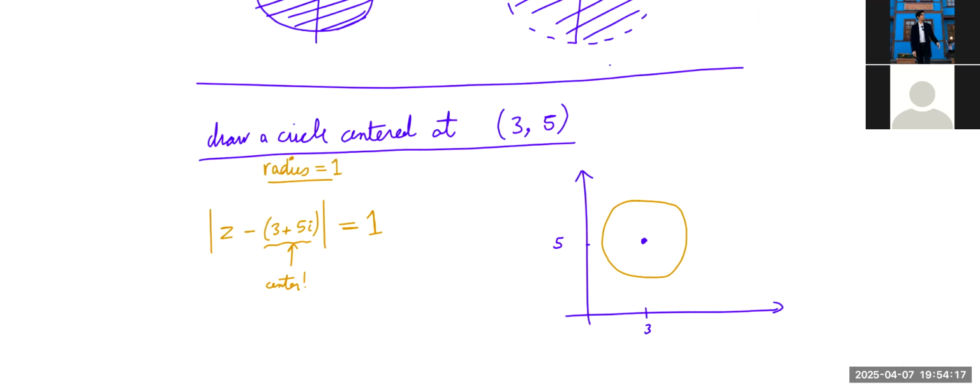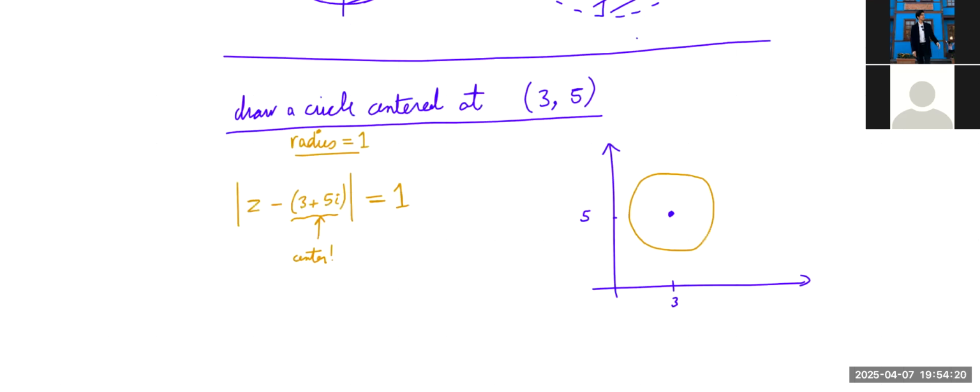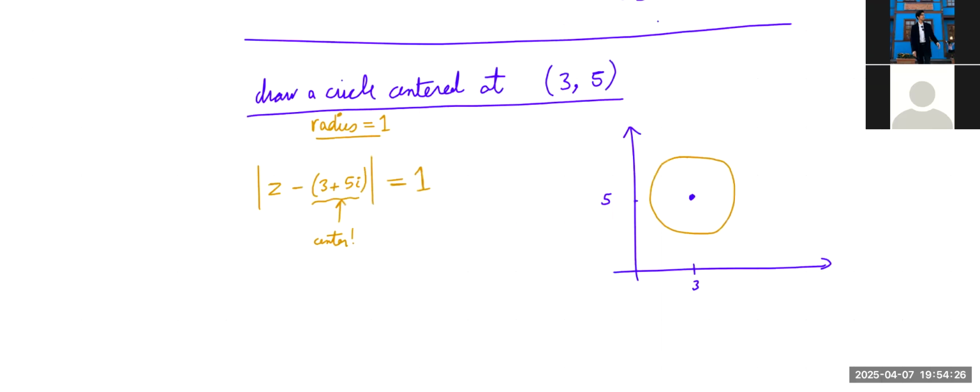And of course, you can extend this by saying less than or equal to 1 and you'll shade the circle. If you say less than 1, you'll make a dotted circle, etc. So the idea stays the same. The point being, this is the rule that you need to make a circle that's centered somewhere else.